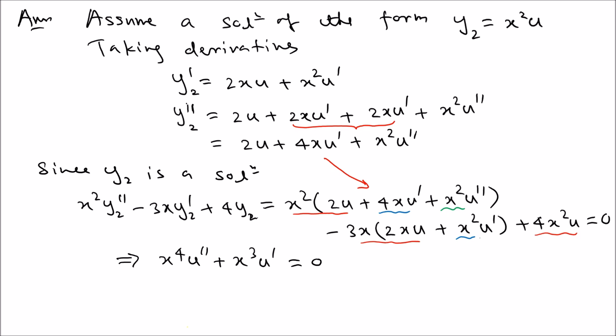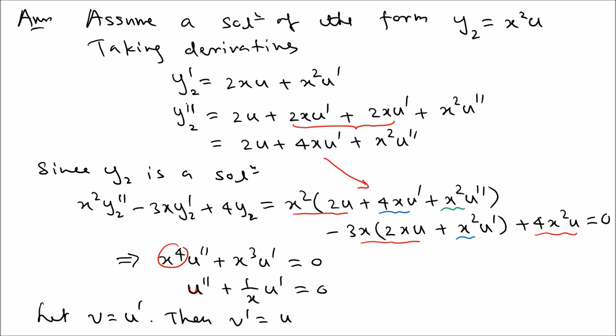Now we can divide this by x fourth. So this becomes u double prime plus 1 over x u prime equals 0. Now we can use a substitution. Let v equal u prime. Then we have v prime equal u double prime. So we can plug in, and our equation simply becomes v prime plus 1 over x v equals 0.